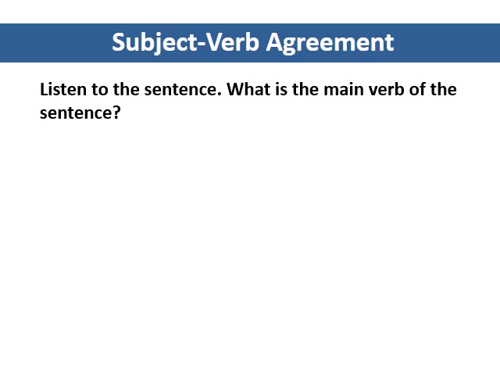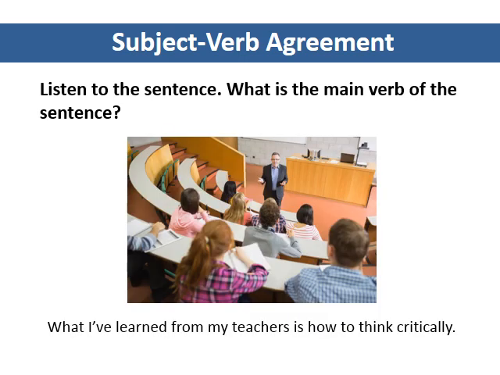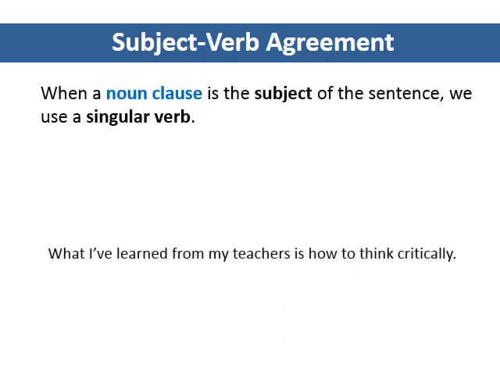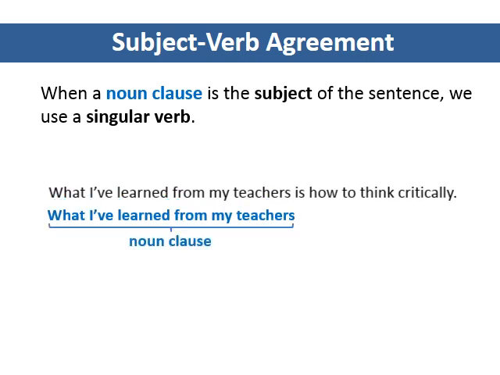Listen to the sentence. What is the main verb of the sentence? What I've learned from my teachers is how to think critically. The main verb is. Why is it singular? The subject of this sentence is a noun clause. What I've learned from my teachers.